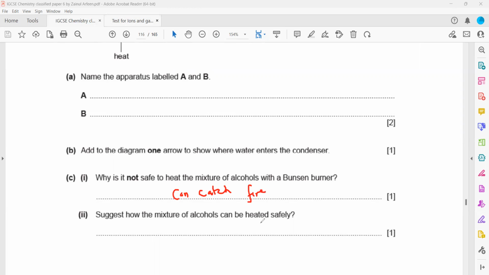So how can the mixture of alcohol be heated safely? We can use a water bath, so we don't expose it directly to the heat flame. Or an electric heater.